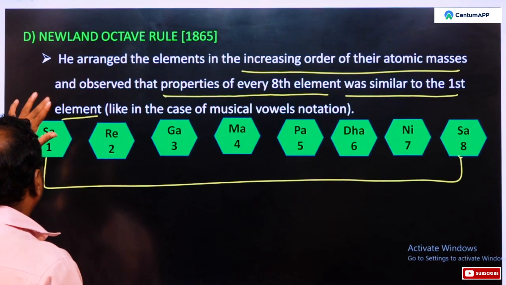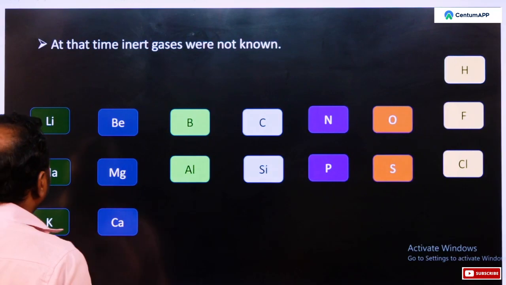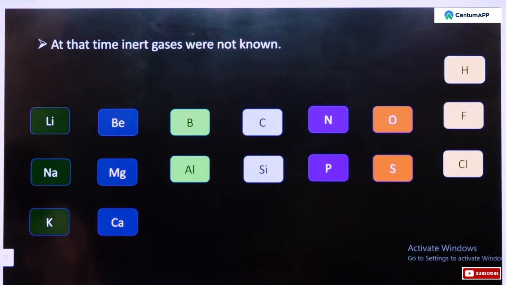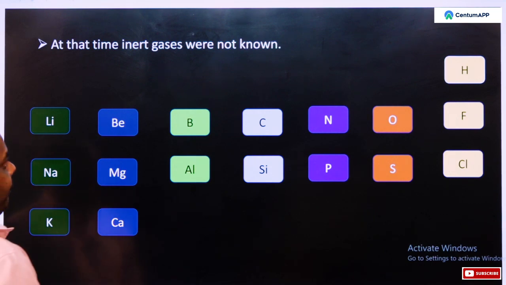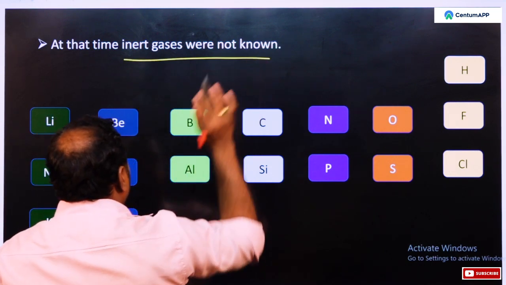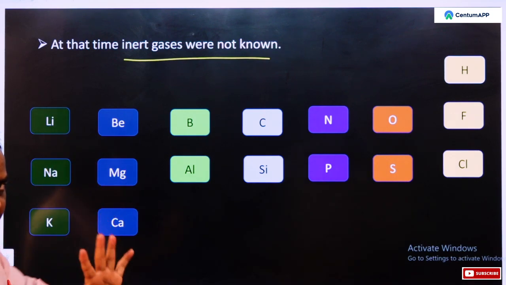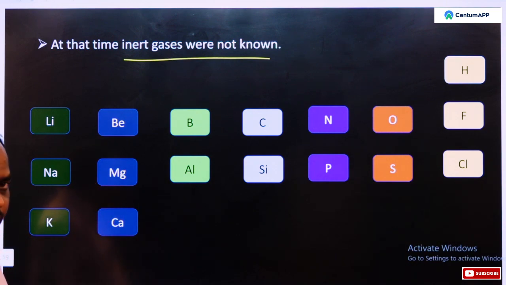Octave is nothing but 8. One example, observe here. At that time, inert gases were not known. That time, inert gases were not included. Which time? Newland's time. Inert gases were not included in the periodic table.